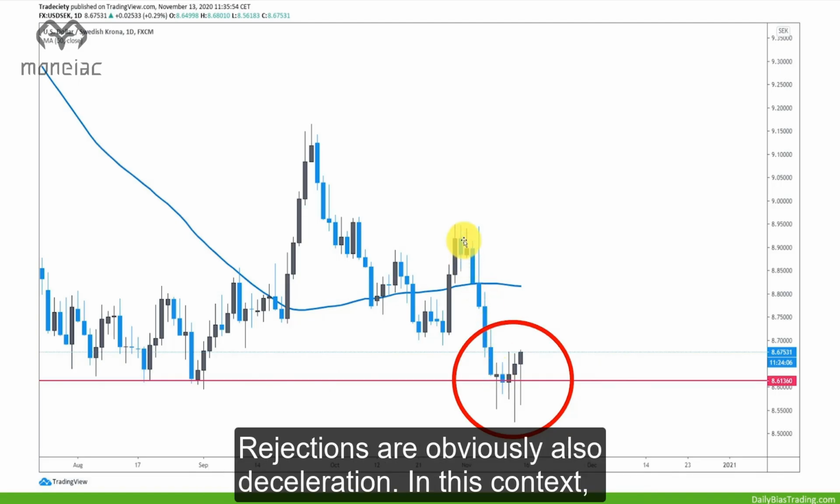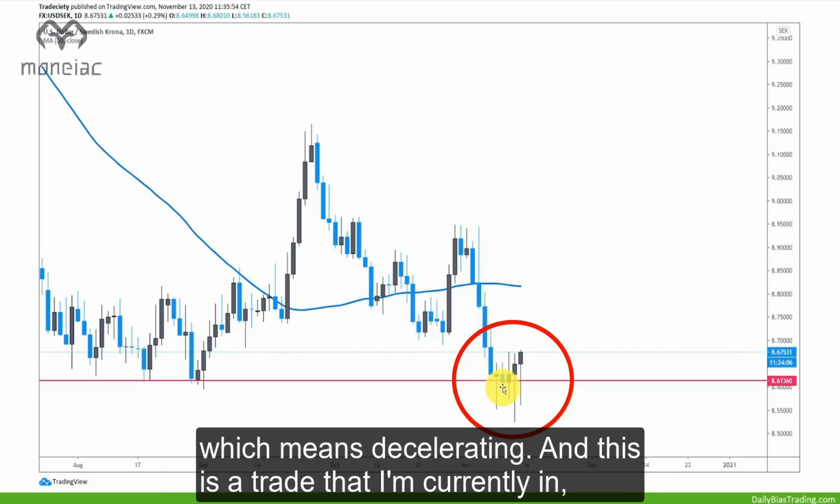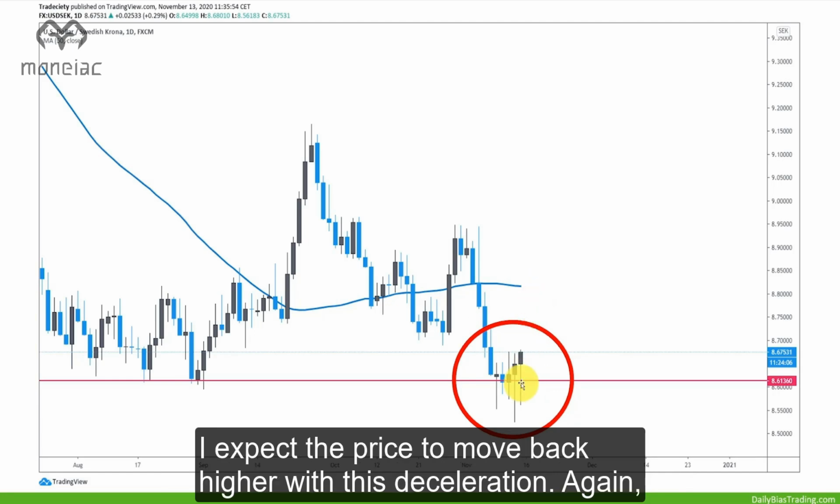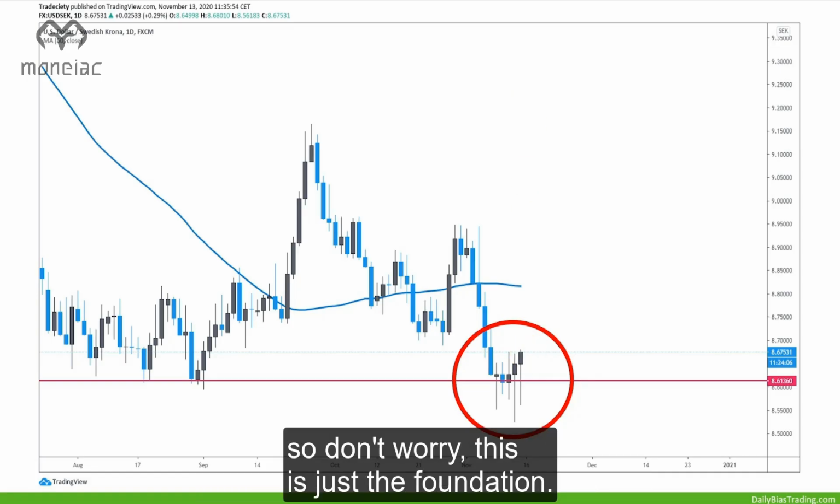Rejections are obviously also deceleration. In this context, you can see strong momentum, and then the price becomes slower and slower, which means decelerating. And this is a trade that I'm currently in. I expect the price to move back higher with this deceleration. Again, in the next 2 videos, we will learn exactly how to time the trades on the lower time frame, so don't worry. This is just the foundation.